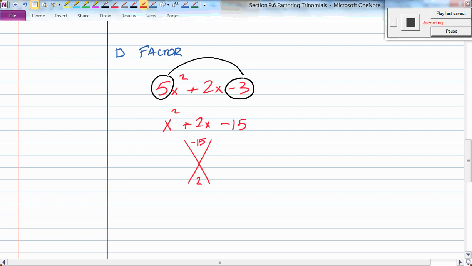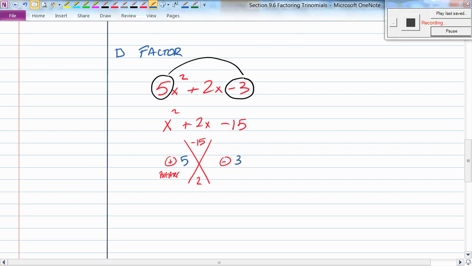I have a negative up top. I have a positive down below. So one of them has to be positive and one of them has to be negative. Which is the bigger one? And that's the bigger one. Very, very good. Okay, can you guys tell me the factors of 15? What'd you get? 3 and 5. Yeah, you already figured it out, right? Because 5 is bigger. Okay, so 5 and 3.